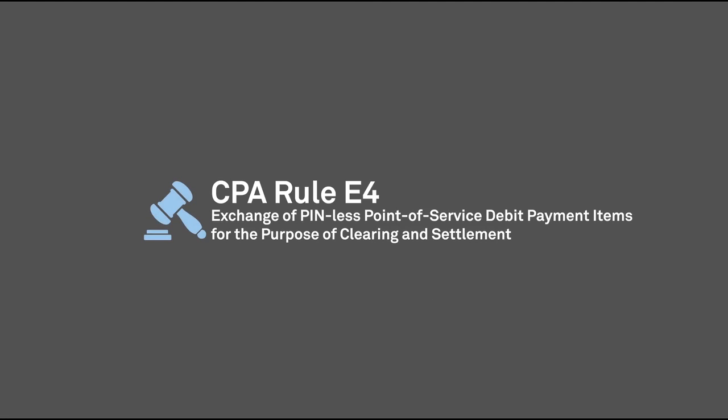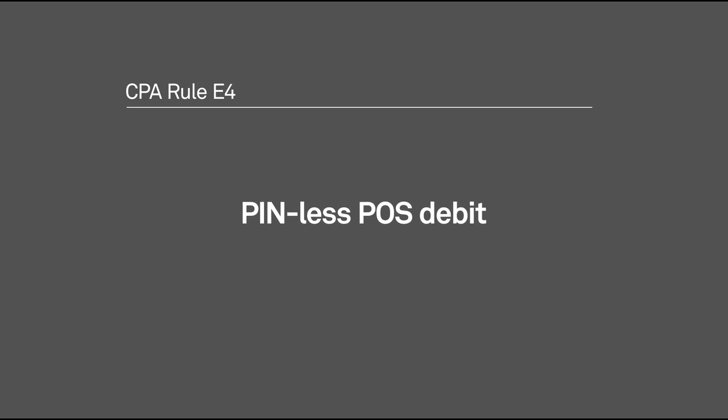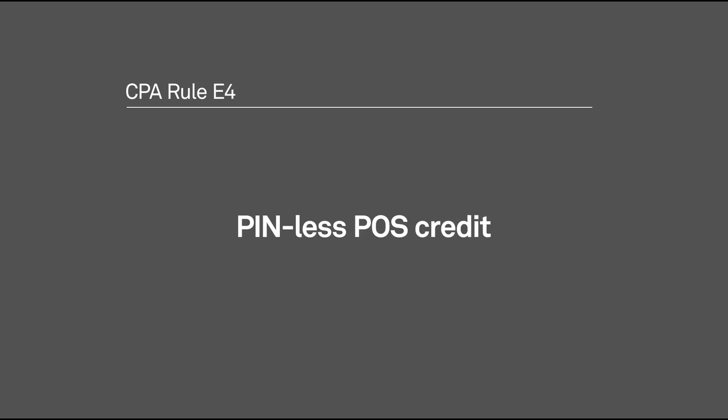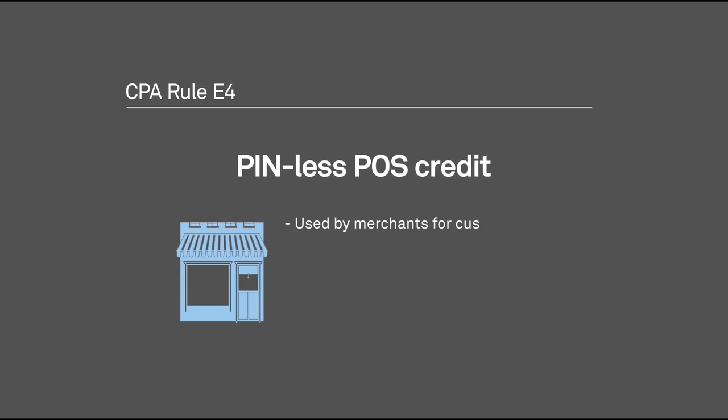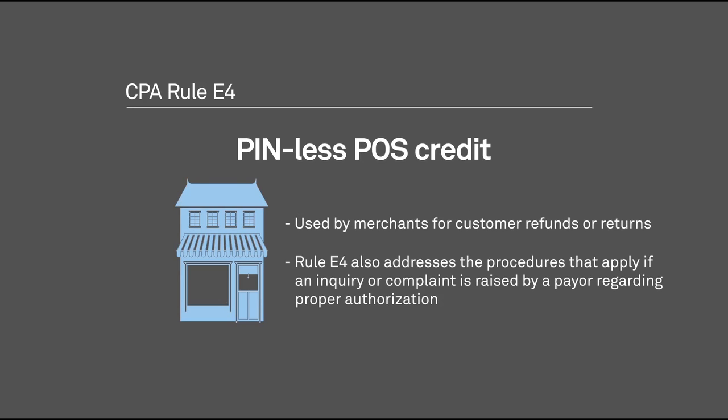Next, let's examine Rule E4, which governs PINless POS payments, which can also be debits or credits. PINless POS debits originate in a face-to-face environment when a payor uses a CPA member-issued payment device, such as a bank card or key fob, to pay for goods or services. PINless POS credits are used by merchants for customer refunds or merchandise returns. Rule E4 also addresses the procedures that apply if an inquiry or complaint is raised by a payor regarding whether a transaction was duly authorized.